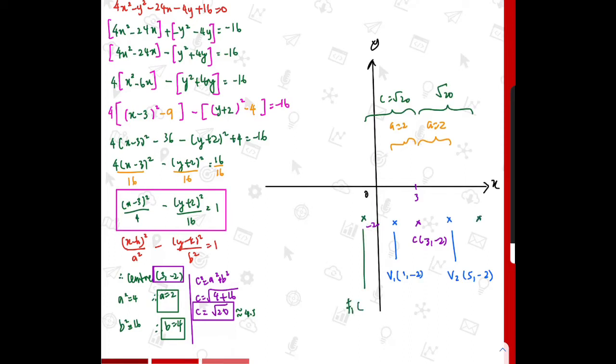F1. So from the center, 3, negative 2, you have to go to the left by square root of 20 units. So let's write the coordinate: 3 minus square root of 20, comma, negative 2. Another one, F2 here is equal to 3 plus square root of 20, comma, negative 2. So now we have finished finding the coordinates of the vertices and also the foci.